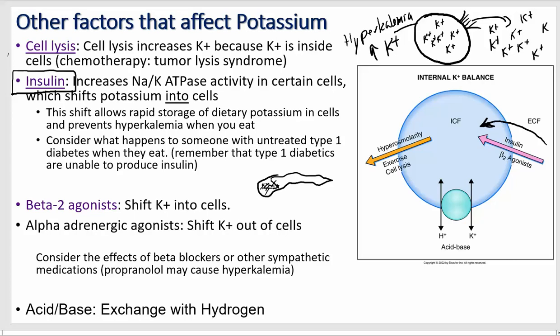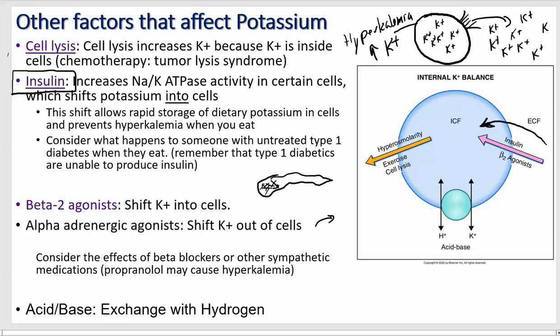All right, so other examples, beta-2 agonists, those also shift potassium into cells. Alpha adrenergic agonists shift potassium out of cells. So we can kind of see that with adverse effects or side effects of medications. So consider the effects of beta blockers. If you block beta-2 receptors and activation of those is shifting potassium into the cells, it's going to leave potassium out of the cells.